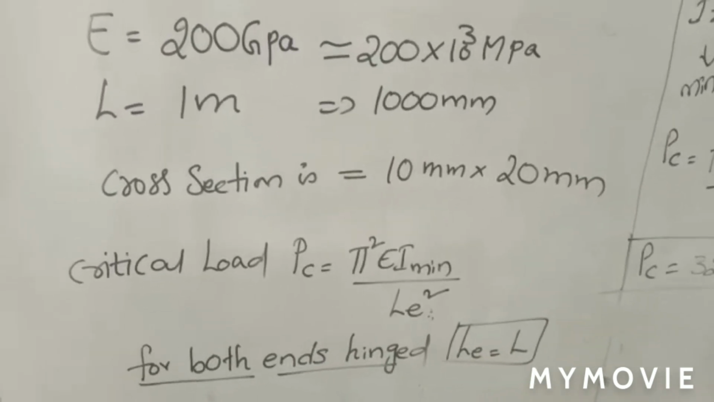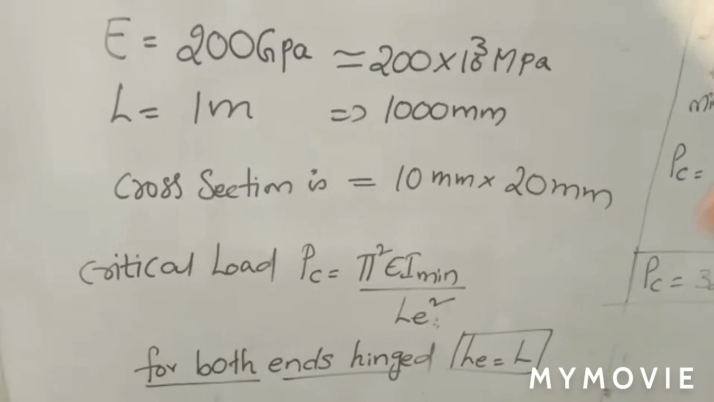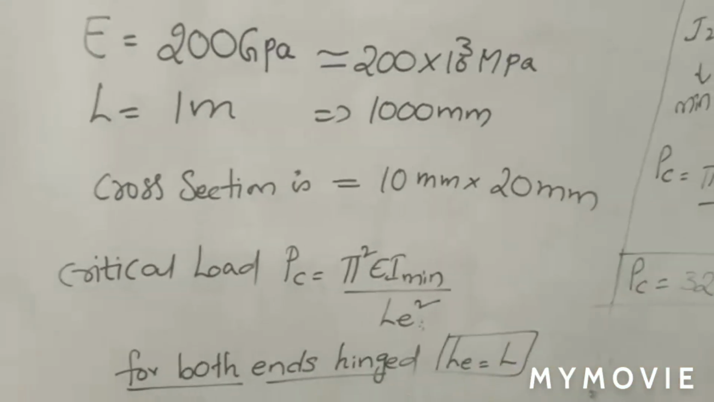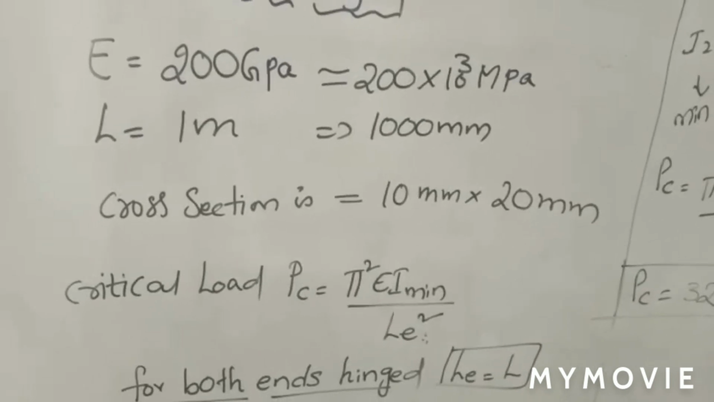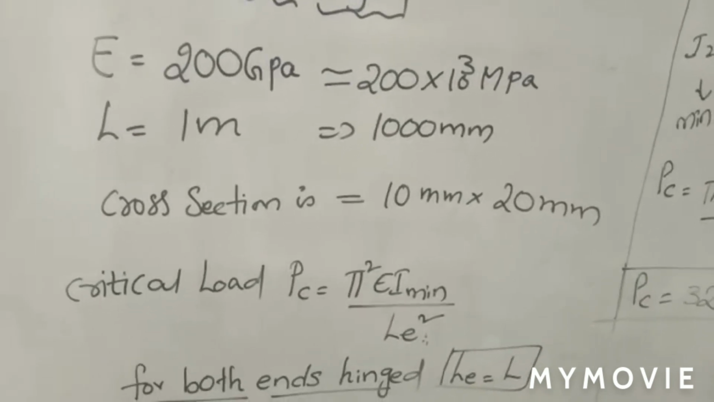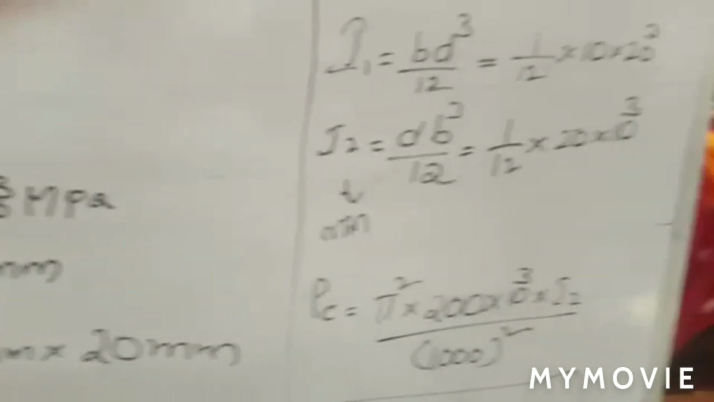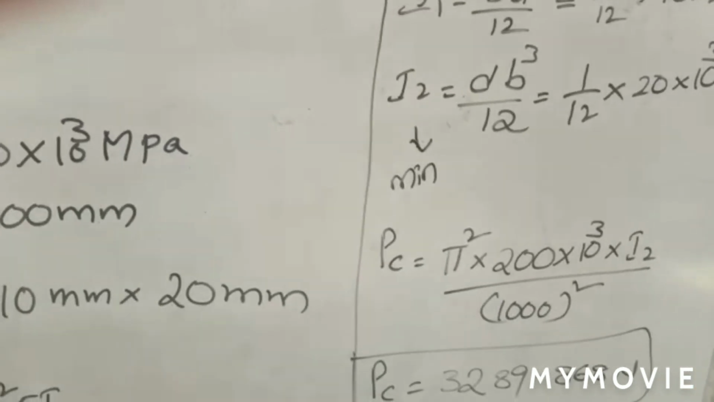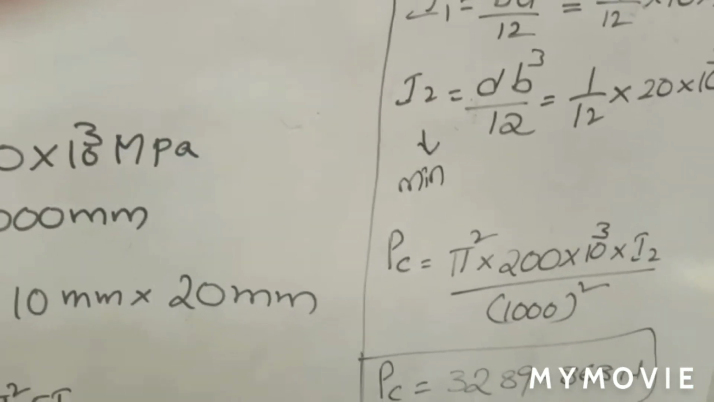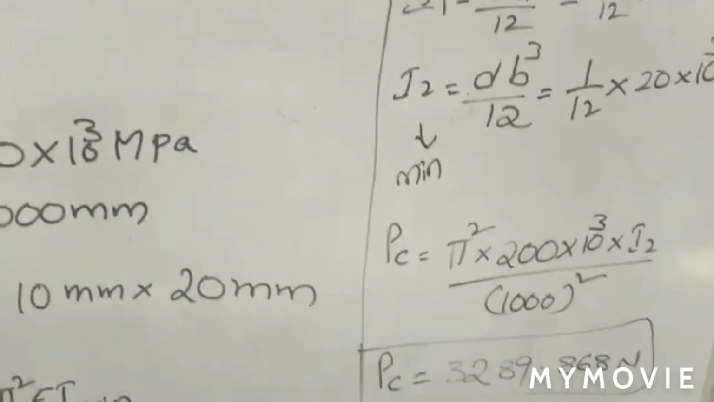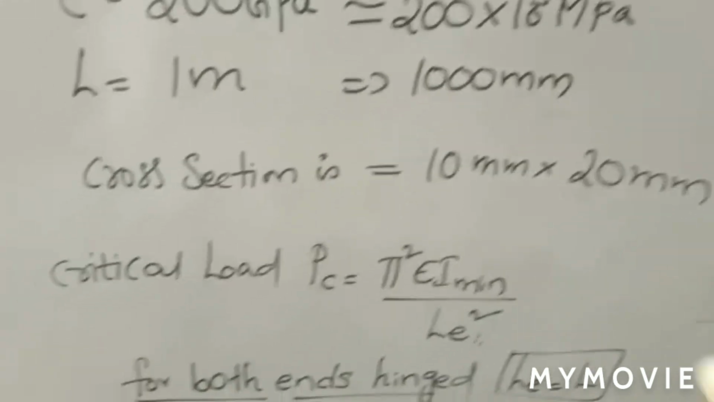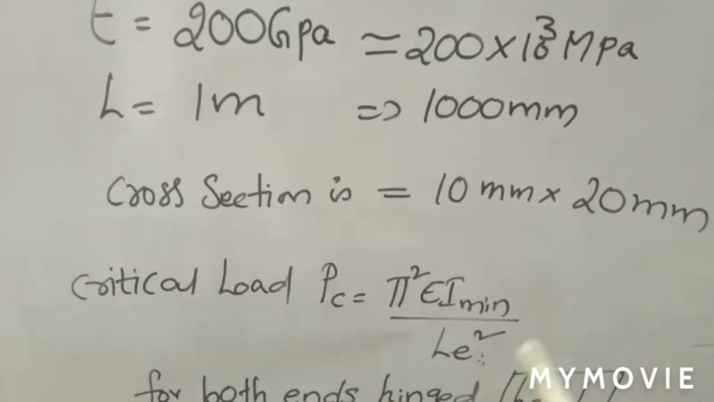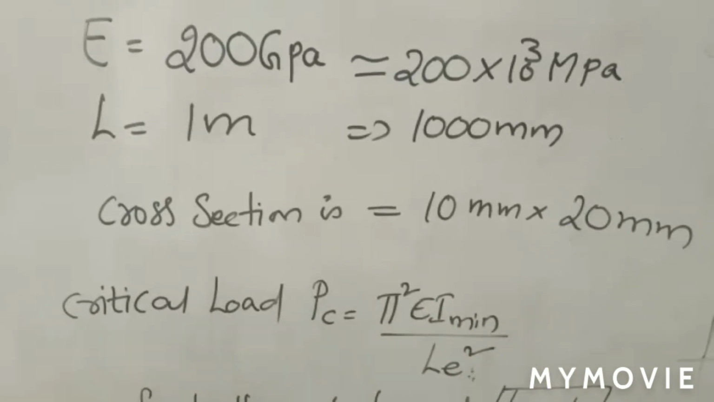Now we substitute the values from the given data into the formula, pi square E into I minimum by Le square. Now calculate. Pi square is as usual, and Young's modulus is 200 gigapascal, that is 200 into 10 power 3, and here we need the I minimum value. How do you get this I minimum value? That is also very important.